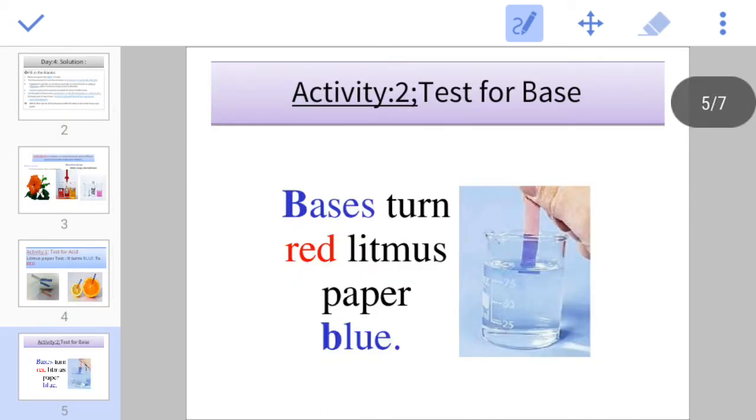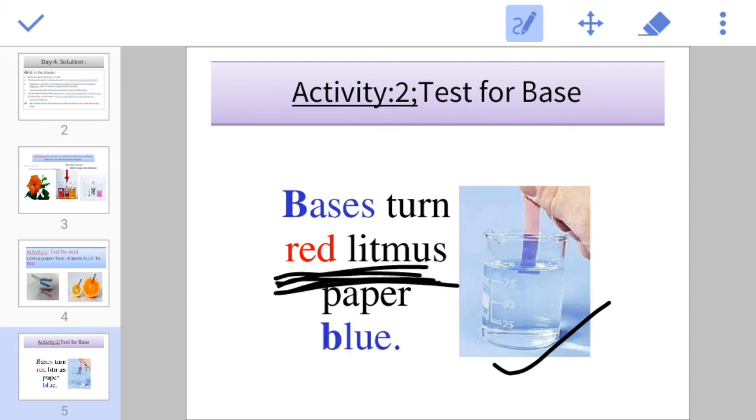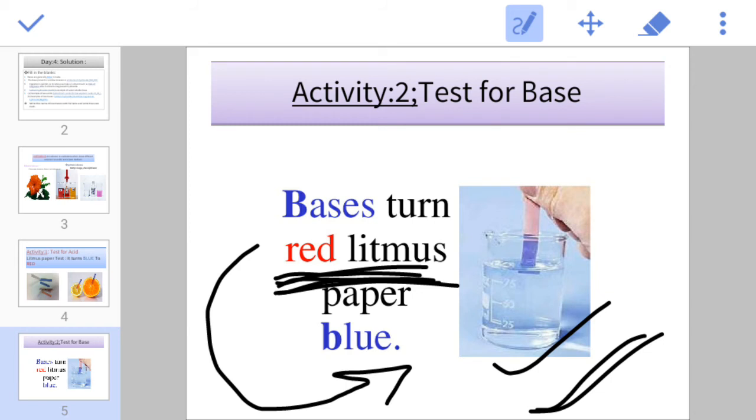Next, we have a test for the base. I take a solution, and we don't know whether it is acidic or basic. So I take a red litmus paper. When I dip this in the solution, the red color is converted into blue.